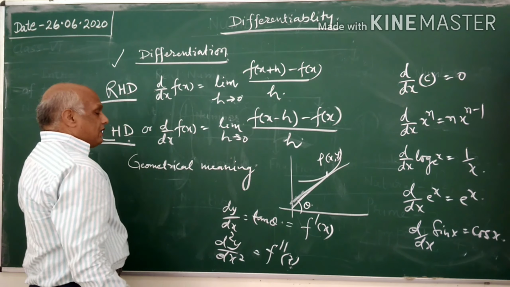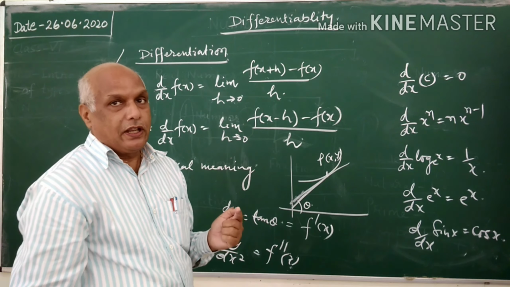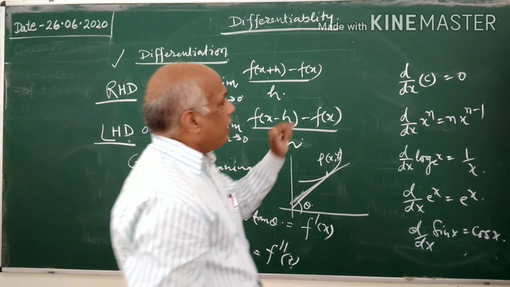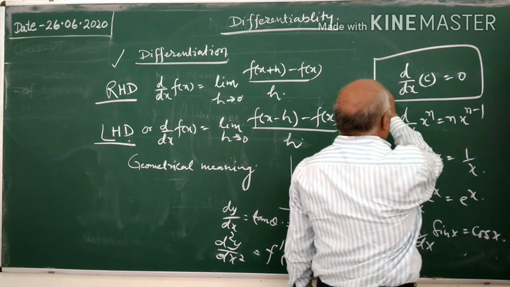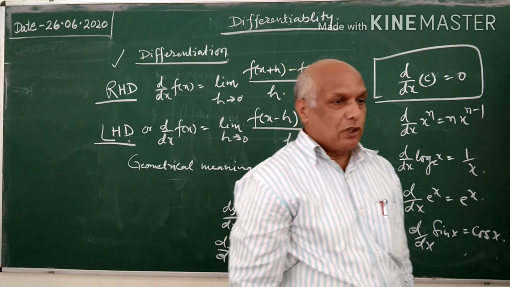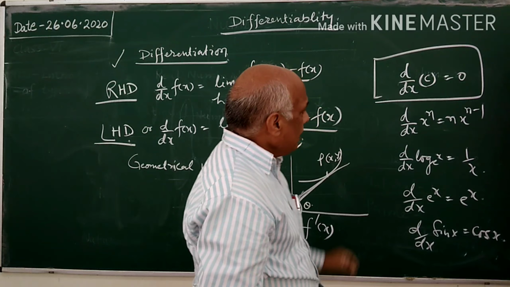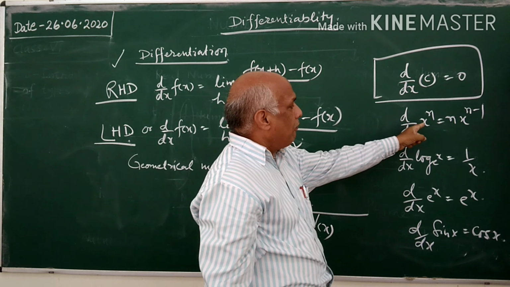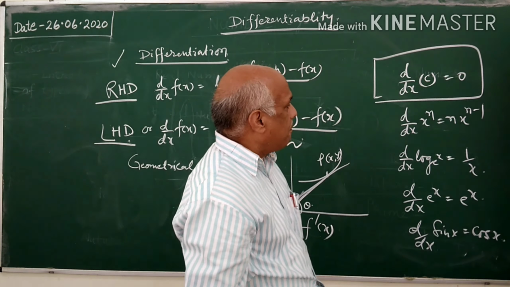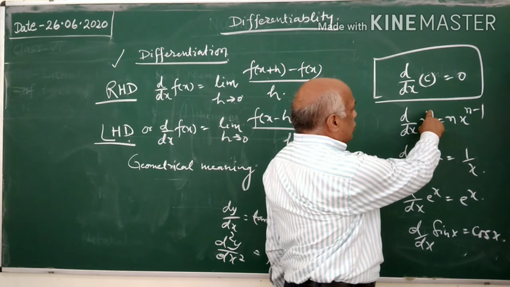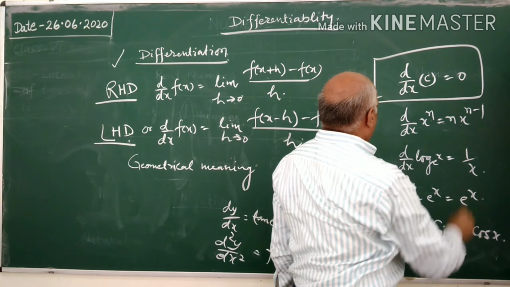Here we say the differentiation represents the rate of change in quantity. For a constant function, the change in quantity is always zero. So differentiation of a constant function is 0. In class 11, we have the idea how to get the differentiation by first principle. The differentiation of x to the power n is equal to n x to the power n minus 1.